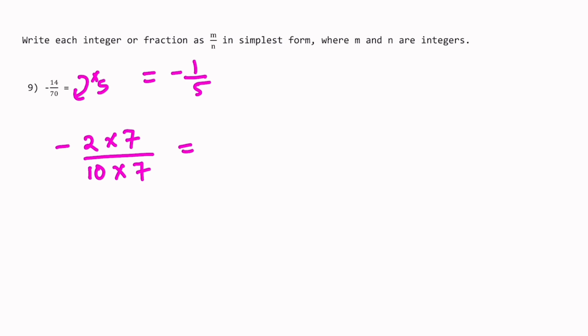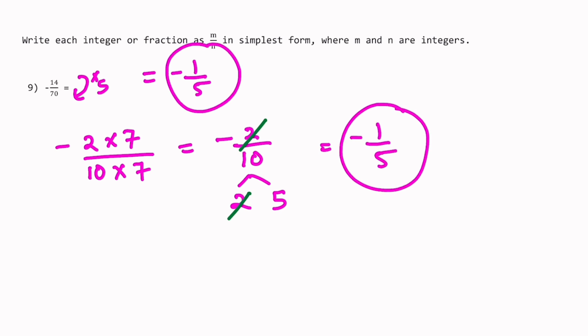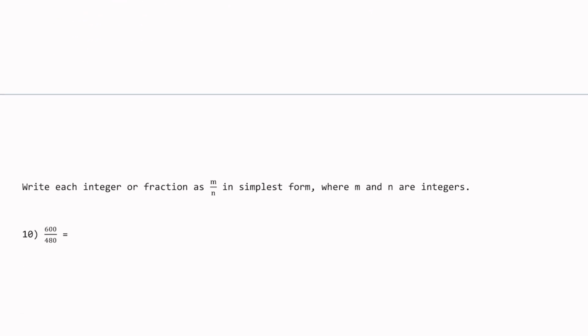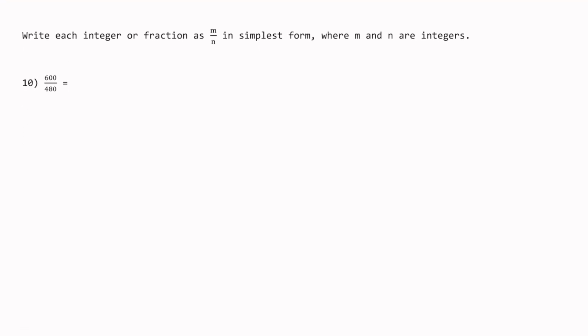So this is minus 2 over 10, which is actually 2 and 5, right? So again, you will do the cancellation of the common terms. And what you are left with is minus 1 over 5. So either way you go, you're going to get the same answer. It's just knowing your times tables makes it faster for you. So that's the answer for this question. Are you ready for the next one? Yes, the next one is here.